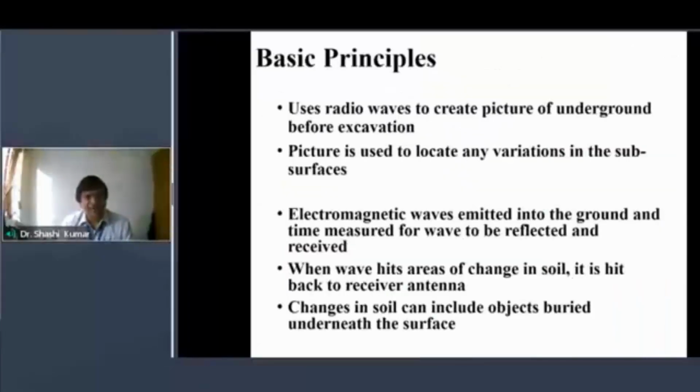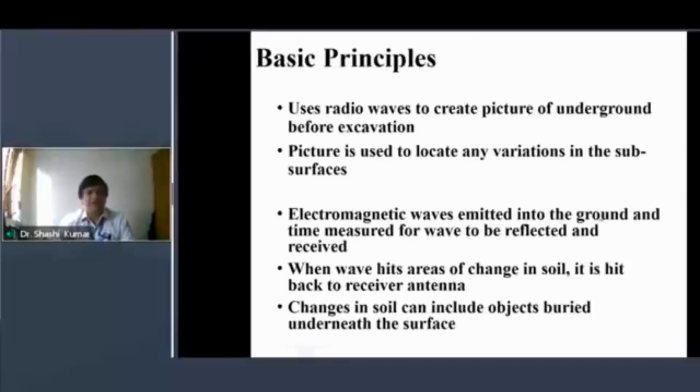Now the basic principle of all the active microwave sensors is similar. They use microwave energy. In the case of ground penetrating radar, generally people prefer to do the analysis with long wavelength ranges. Radio waves are used to create a picture of the underground before excavation. The picture is used to locate any variation in the subsurface.